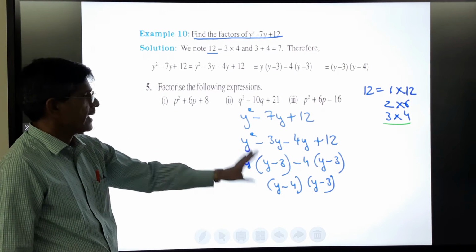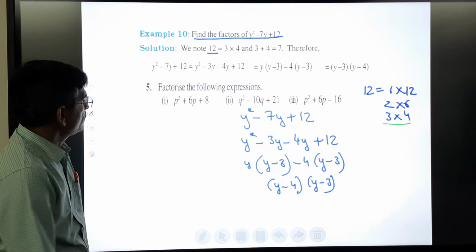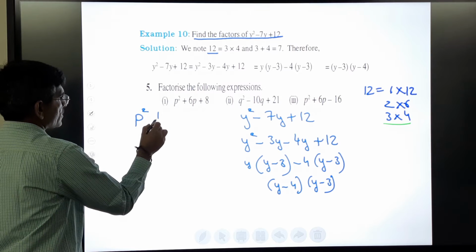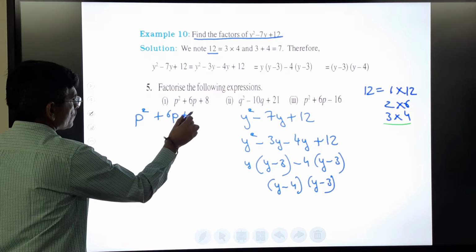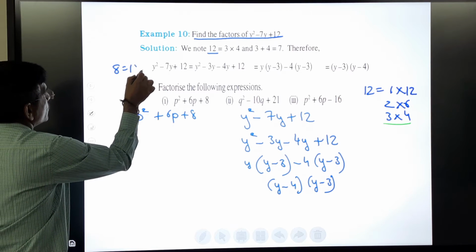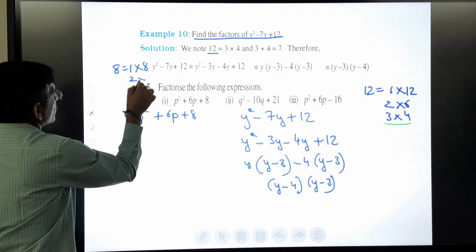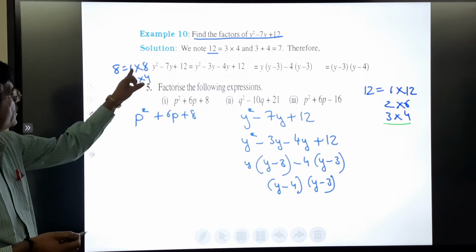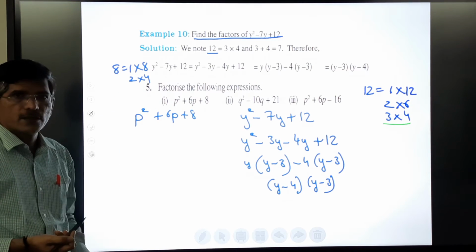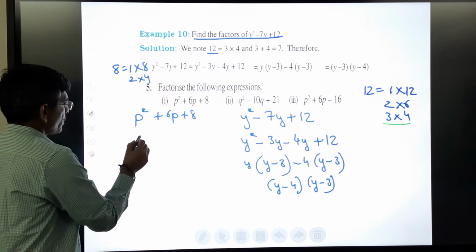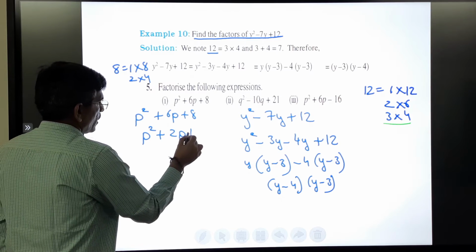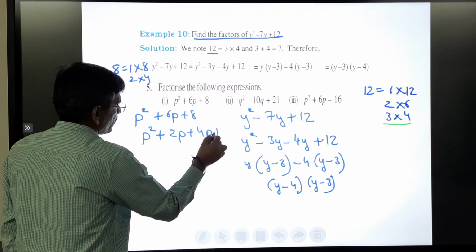Now we keep this as it is, and we want to try now p square plus 6p plus 8. Now I have to select the factors of 8, that is 8 into 1, 2 into 4. Out of these two pairs we have to select to get 6. So the second pair is possible, 2 into 4, that is 8. So p square plus 2p plus 4p plus 8.